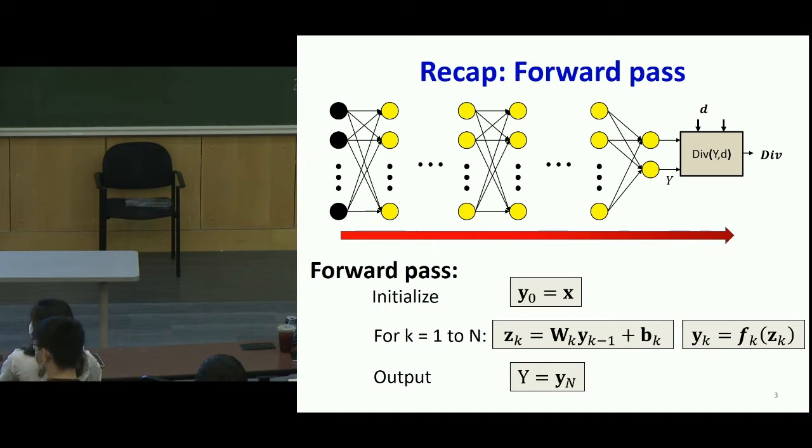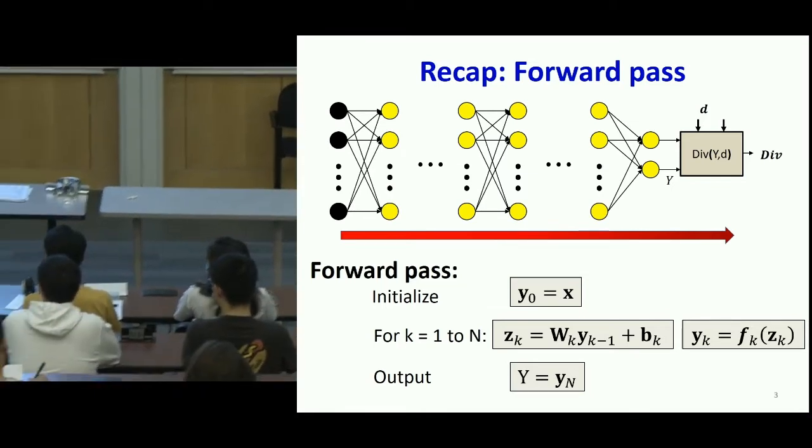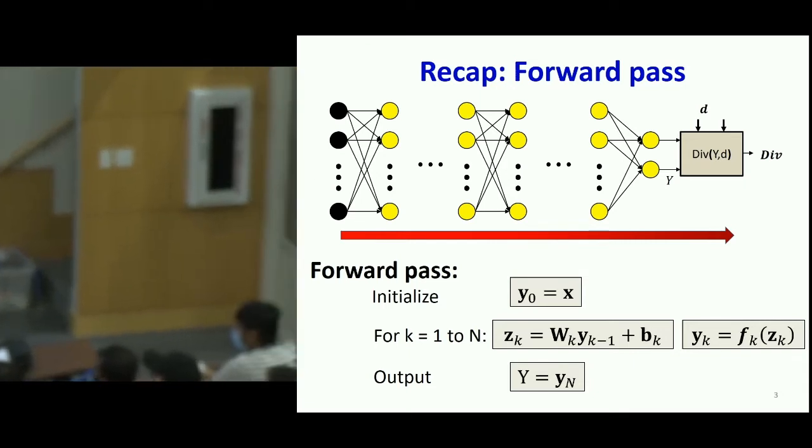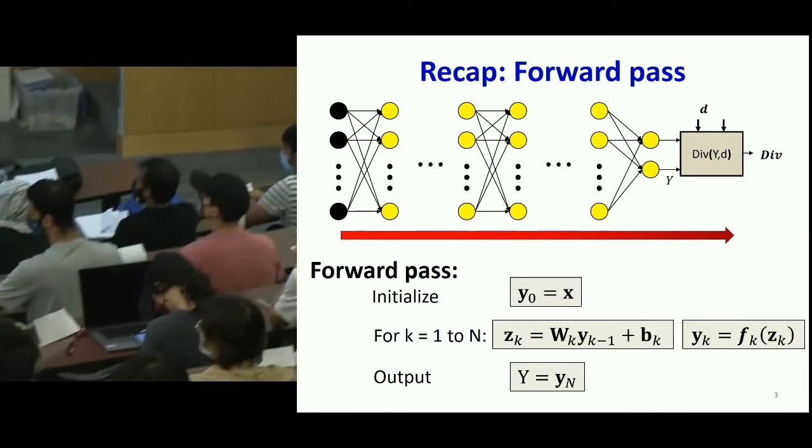I'm so sorry. It's a dumb question. What is z? Which z? Like zk? Okay, can somebody answer her? What is zk?